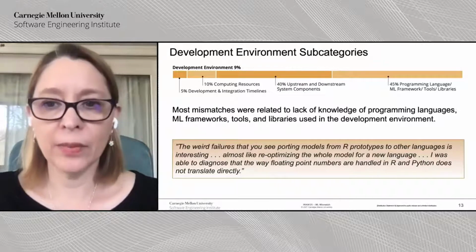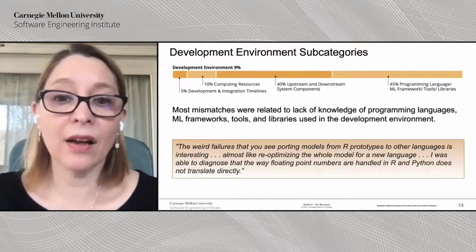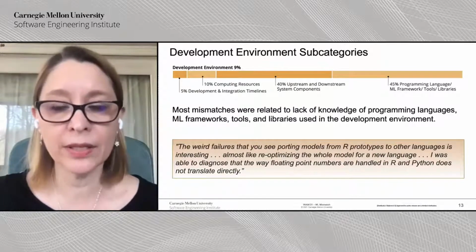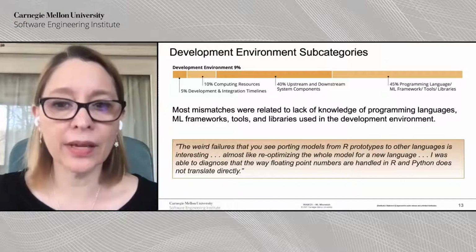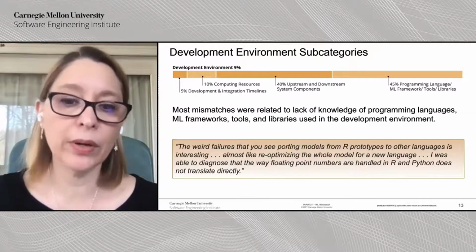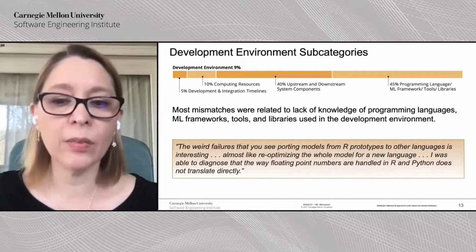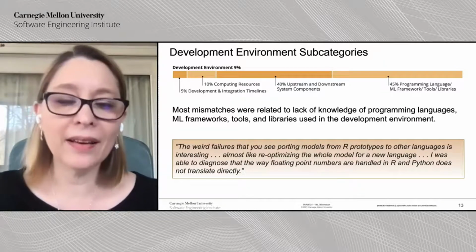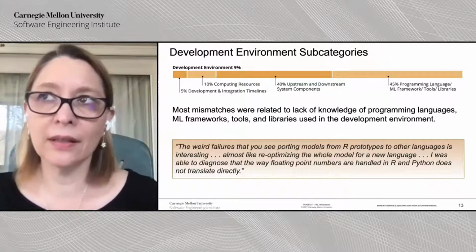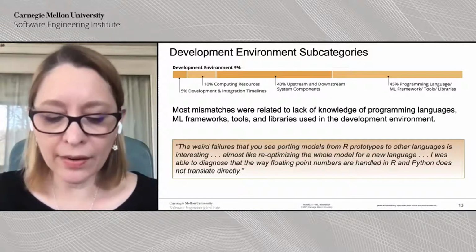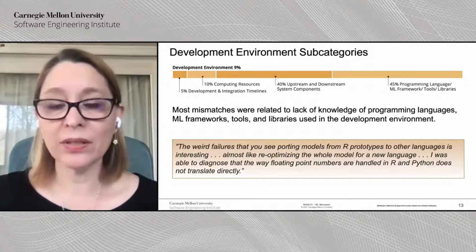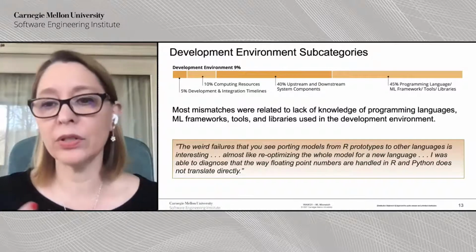As far as development environment, most mismatches had to do with lack of information or shared information with respect to programming languages, frameworks, tools, and libraries used in the development environment. We found several mismatches related to this category, in particular in environments where the model had to be ported from one language to another. For example, we know that for data scientists, it's very common to develop models using R, but then in production, often these models have to be translated, for example, to Python, which is much more used in production. And so a lot of the mismatches really had to do with just problems in the porting process, just because there wasn't enough information shared about what were the programming languages used and tools and libraries and things like that.